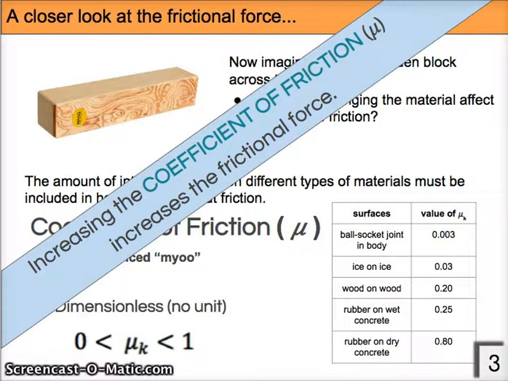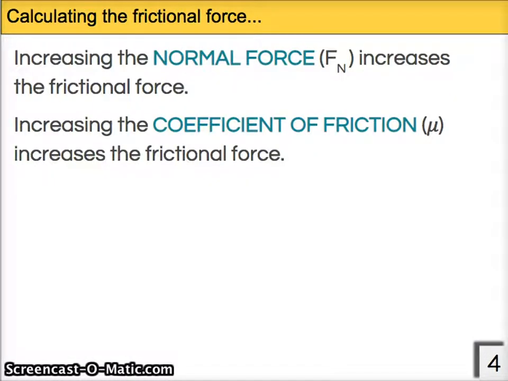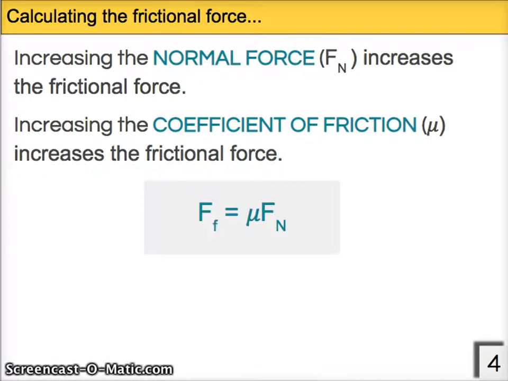So what we want to notice from this again is that increasing this thing called the coefficient of friction also increases the frictional force. So if we put these two ideas together, we should be able to come up with a formula that relates friction to these two concepts. And this is the key formula. Make sure you jot this down. The force of friction can be calculated by taking the value of mu and multiplying by the normal force.